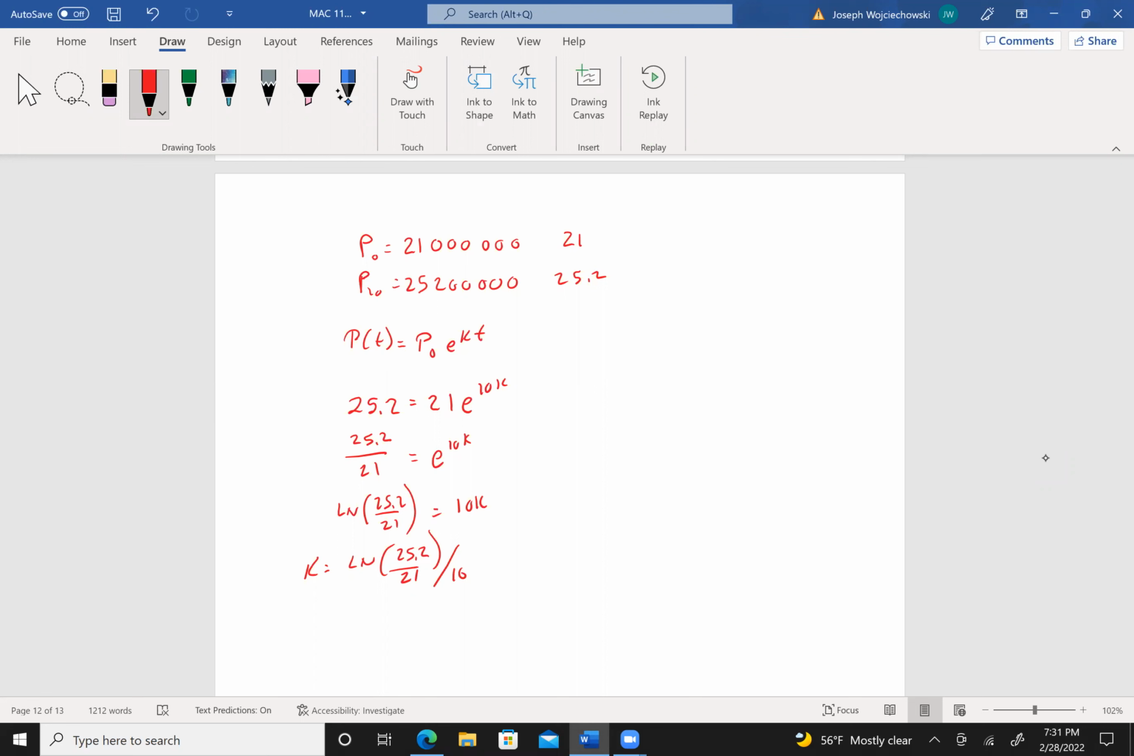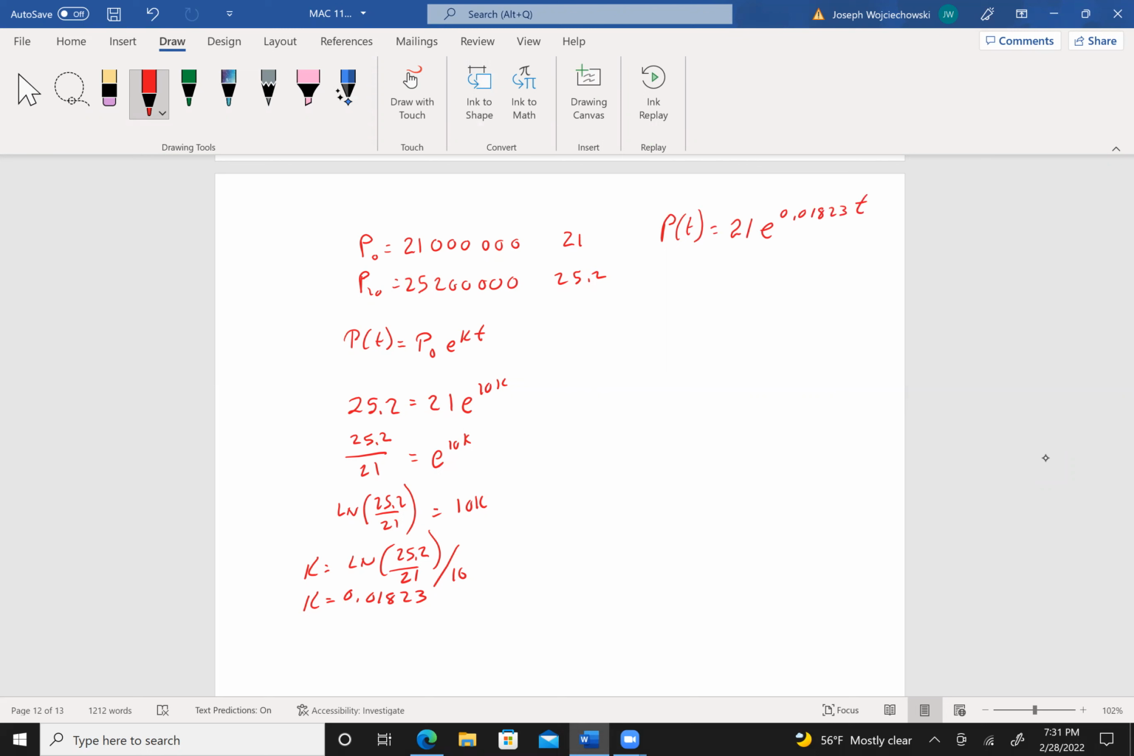So, getting our calculators. Here we go, natural log of 25.2 divided by 21, close parentheses, divided by 10. That gives us k is equal to 0.01823. So that means that P of t is equal to 21 million times e to the 0.01823 times t power. That's our equation.